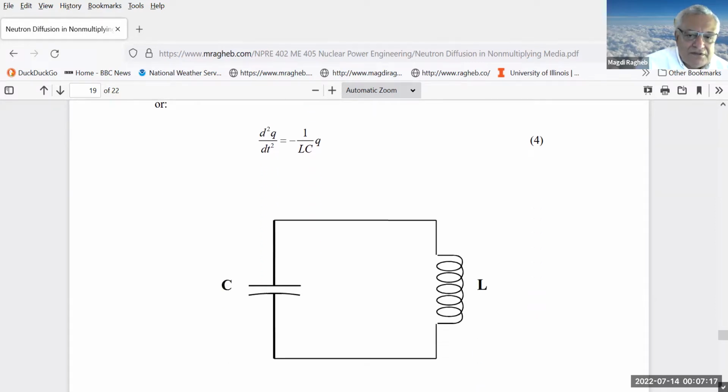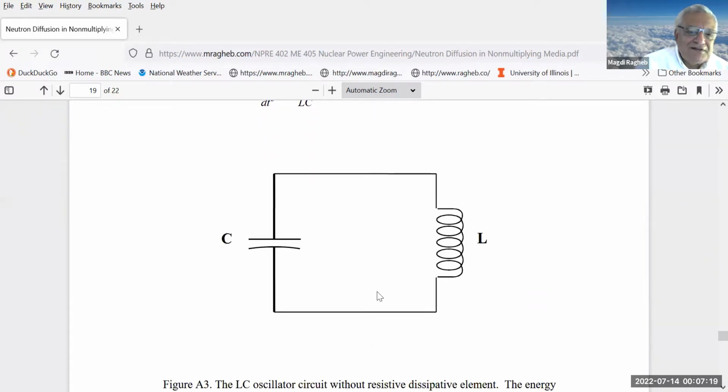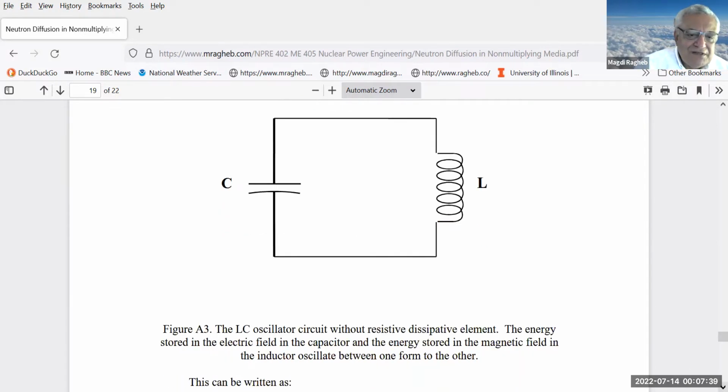All right, in that case, we have a circuit that doesn't have the voltage source here. It doesn't have the resistor. It's only a capacitor and an inductor. And let us say that the capacitor has initially energy stored in the form of an electric field. You'll find that the solution to that very simple differential equation would lead to an oscillatory process.